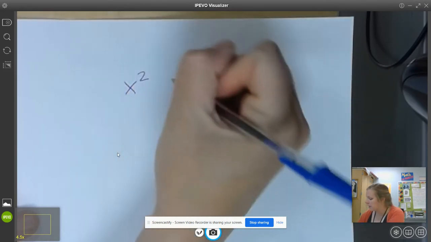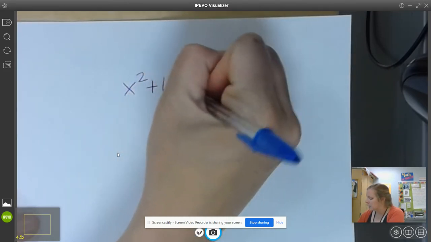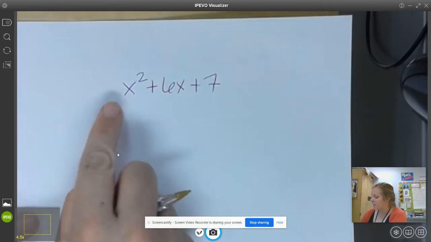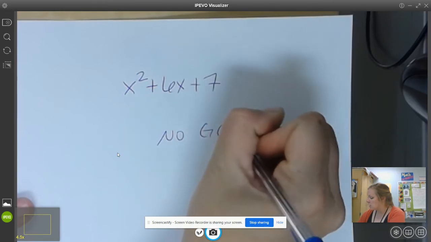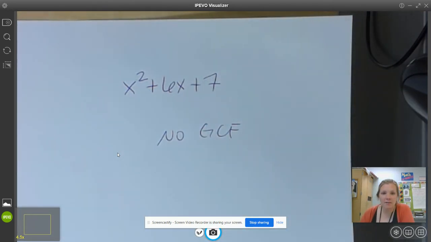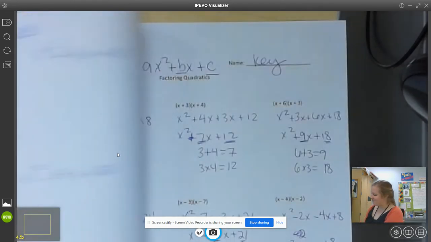So if we have a problem like this, x squared plus 6x plus 7, if I look at each of these terms, there is no GCF. There's nothing I can take out of all three of those terms. And so when that happens, we have to factor a different way. We're still always going to try to factor out a greatest common factor, but if we can't, then we have to have another strategy. And that's what I get to show you today.